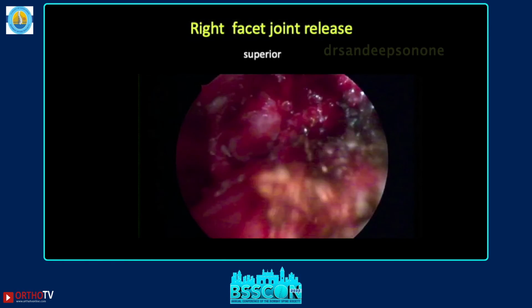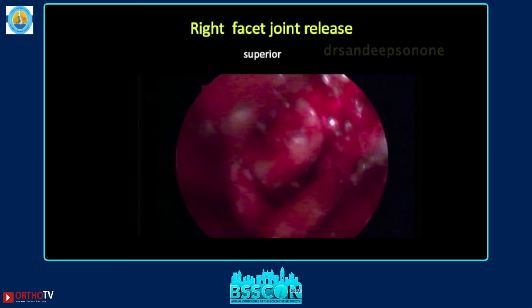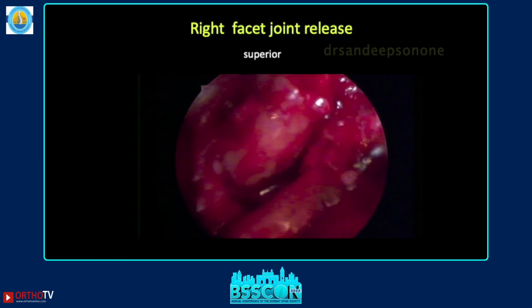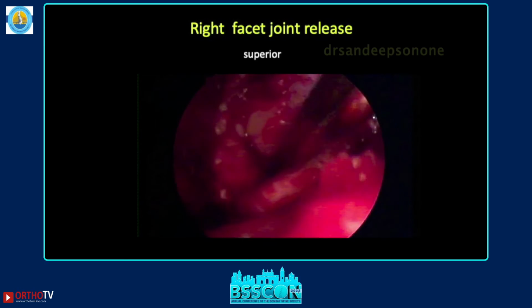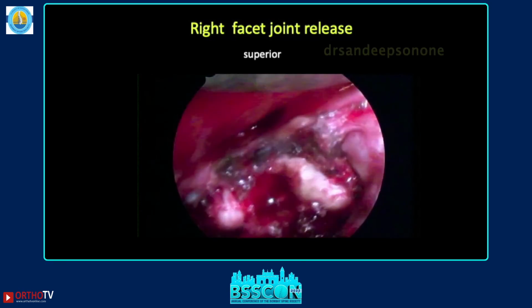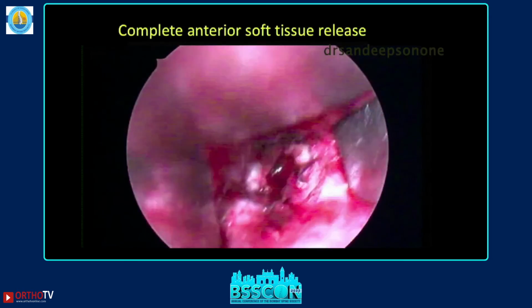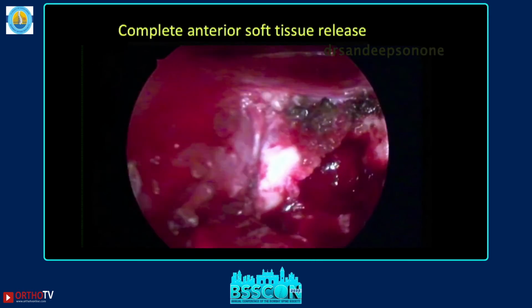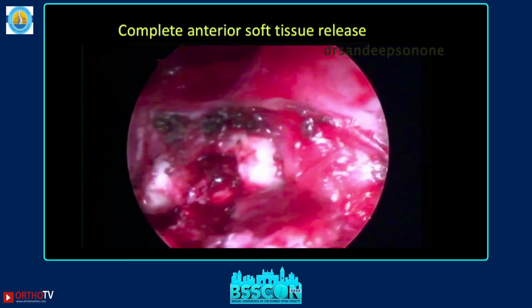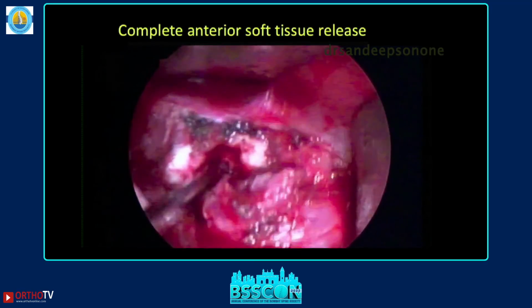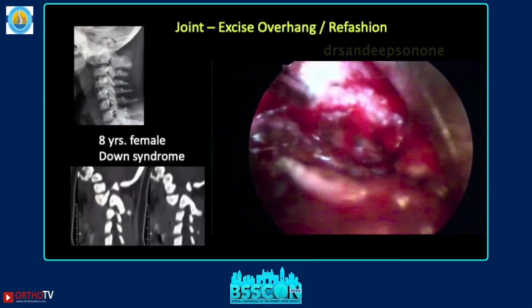Similar release is carried on the opposite side. Again, here you can see that the facet is completely released, supple. The lateral capsule is intact. The posterior capsule is incised, if not excised. And once the complete anterior soft tissue is released, then in most cases we should be able to achieve partial reduction of the dens back into the C1 arch.